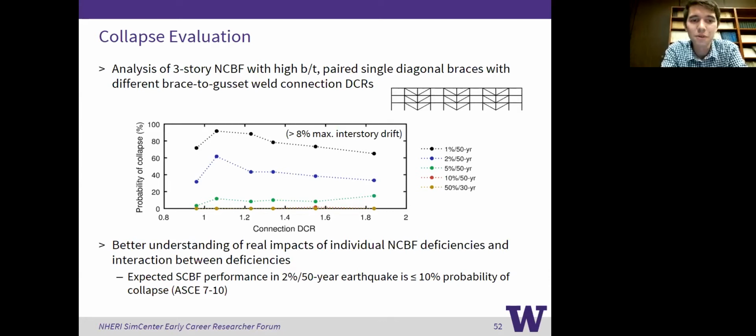If we think about what the expected performance of a modern building is from ASCE 7, we say that in a 2% in 50-year earthquake, there should be less than a 10% probability of collapse. Well, if we look at the blue line here, everything, even if the connection DCR is below 1, so it's not deficient, everything is well above that 10% limit.